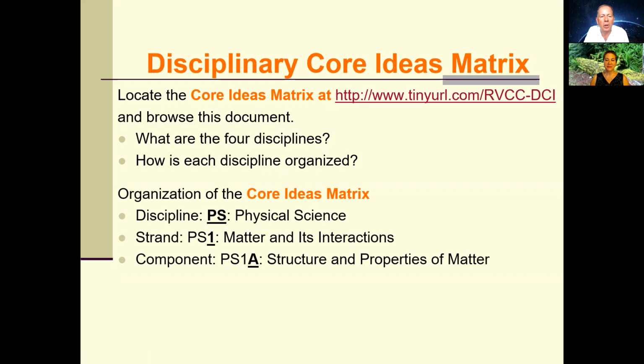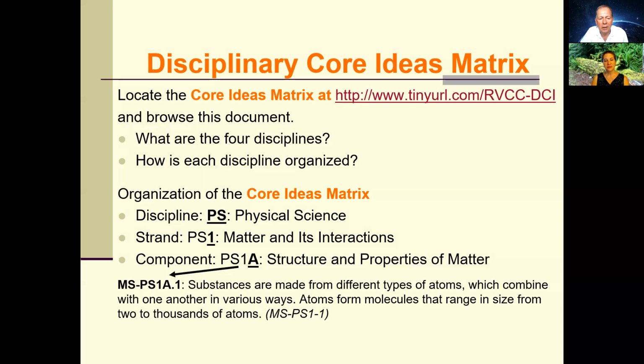Okay, so as you noticed, the matrix consists of core ideas in 4 disciplines: physical science, life science, earth and space science, and engineering. And for each discipline, the core ideas are divided up in strands and components. So if you take a look at the core ideas, you may notice that they proceeded with a code. And the first part of the code is the grade of the students. So that could be K to 5 or MS for middle school and HS for high school. And the rest of the coding relates to the discipline, the strand, and the component. And then the final digit is really a sequence number.